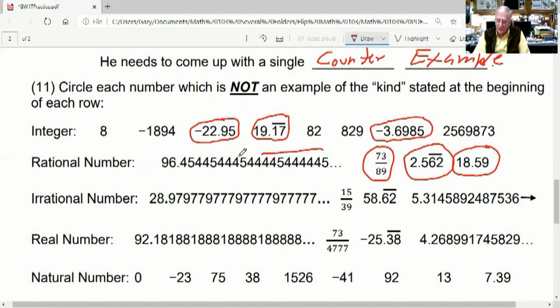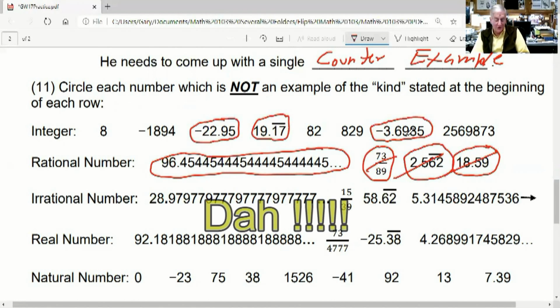So I've been circling the wrong things, right? I've been circling the wrong things. This is the number I should have circled because I should be circling the ones that are not rational. So I should have not circled any of these. I'm sorry, I was circling the rational ones, wasn't I? Oh, well, what are you going to do, you know? So I'll cross those off. All right.